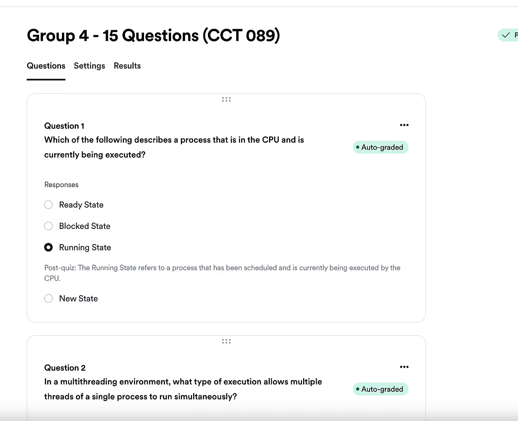Okay, first question. Which of the following describes a process that is in the CPU and is currently being executed? A, ready state. B, block state. C, running state. Or D, new state? And the answer is C. Running state refers to a process that has been scheduled and is currently being executed by the CPU.